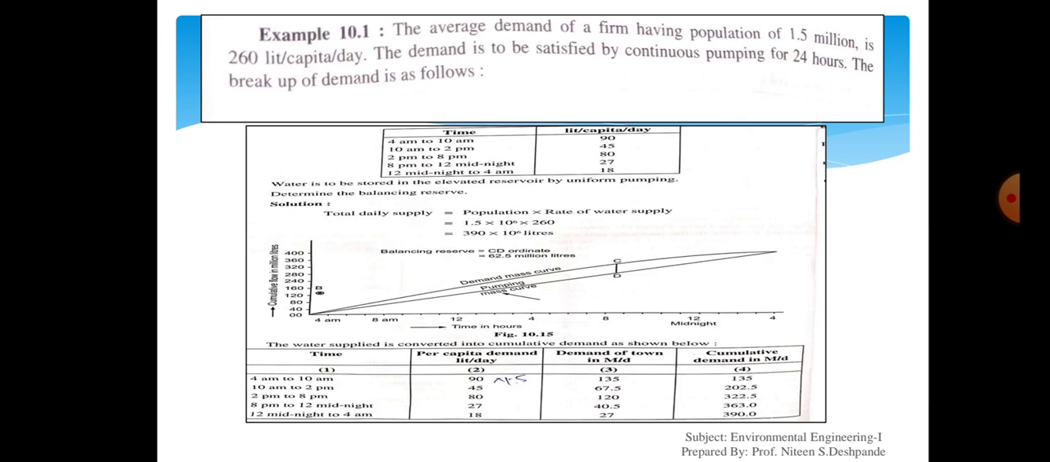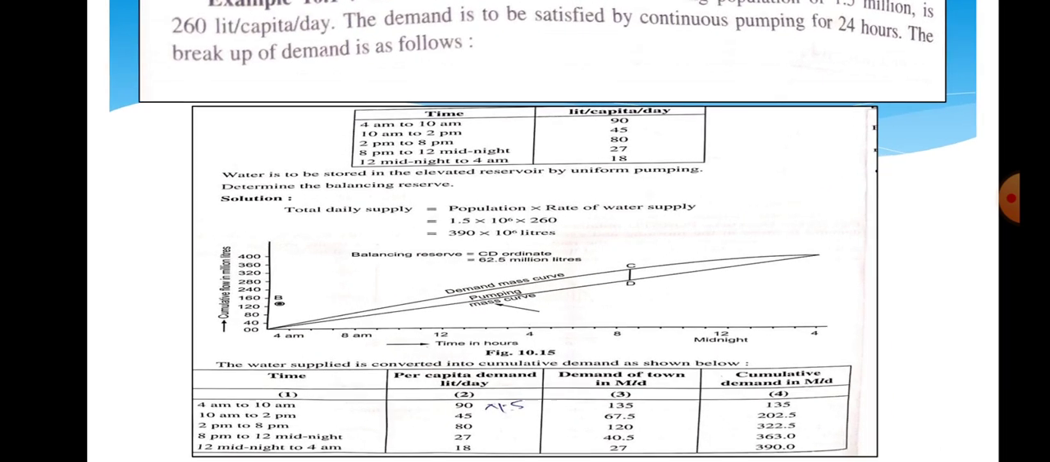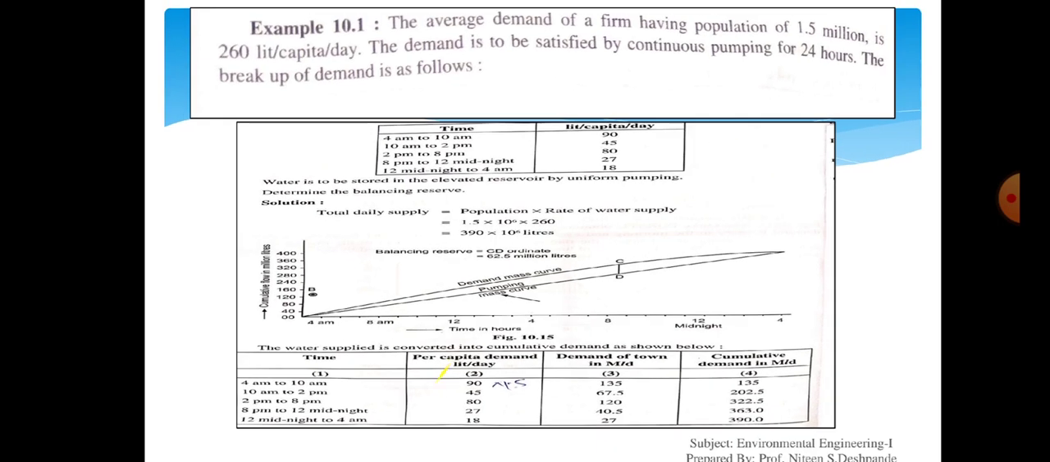The breakup of the demand is given: 4 to 10 am, 90 liters per capita per day; 10 to 2, it is 45; 2 to 8, it is 80; 8 to 12 midnight, it is 27; and 12 midnight to 4 am, it is 18 liters per capita per day. Okay. Now how to solve the problem?